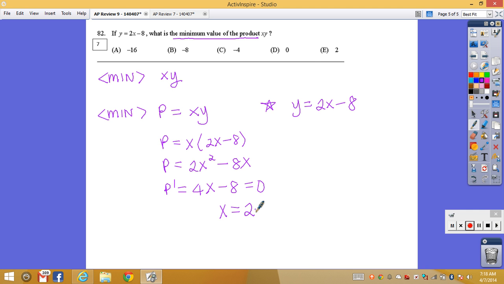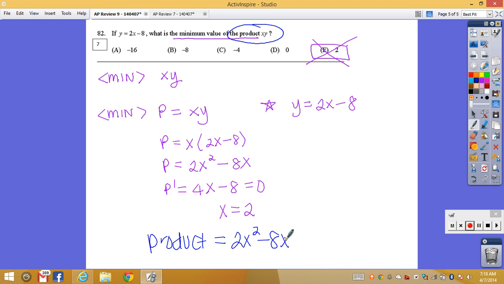But be really careful. 2 is one of the answer choices, but it's actually not the answer because of what they ask. They want to know the value of the product. So the product is equal to 2x squared minus 8x, or the product is equal to x times y, and you'd use that guy to find y. So in this case, I get 4 times 2 is 8, minus 8 times 2, so the answer is actually negative 8. So be careful with the question.